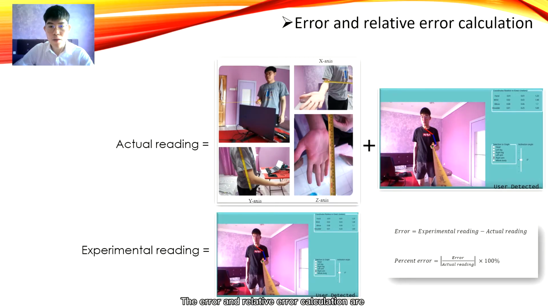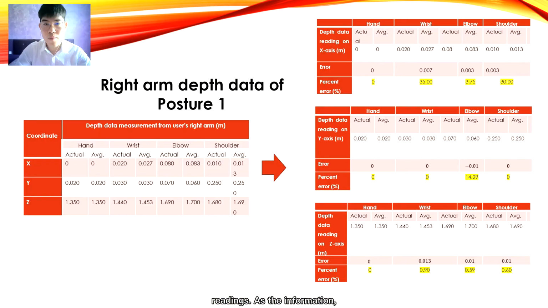The error and relative error calculation are applied for determining the accuracy and consistency of the depth data. So as you can see from the figure, the actual depth value is taken from both manual depth reading with measuring tape and system interface depth reading. And the experiment depth value is only taken from the system interface depth readings. For your information, I have taken the average value from 3 frequent experimental depth readings and compared it to the actual reading. Then I applied the equations to get the error and relative error.